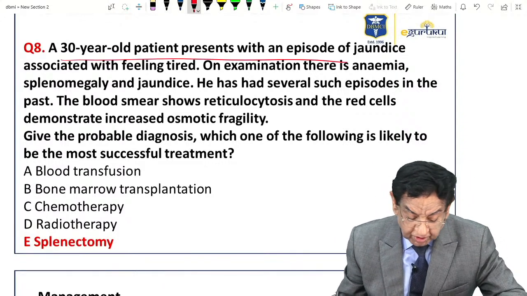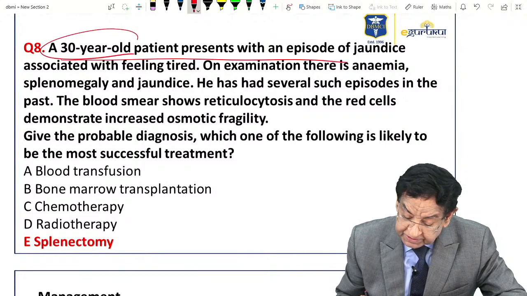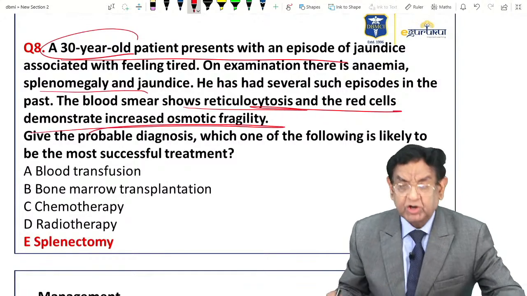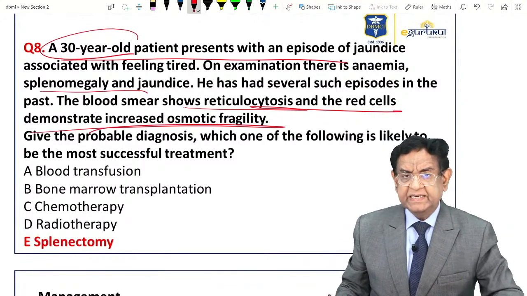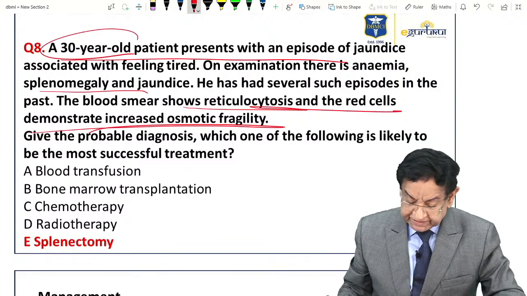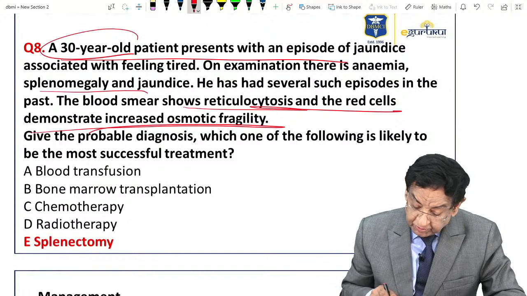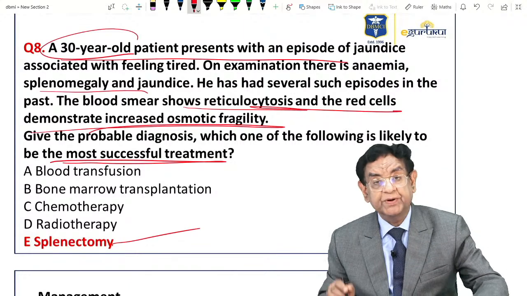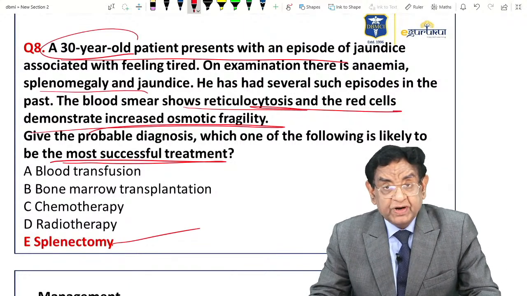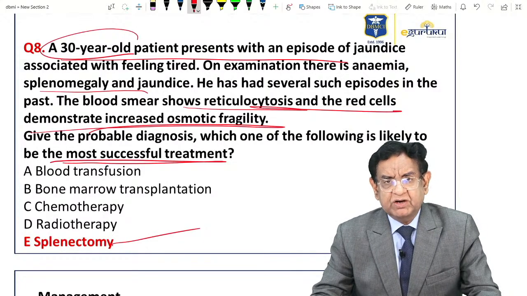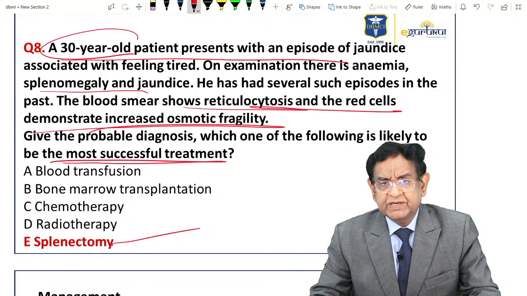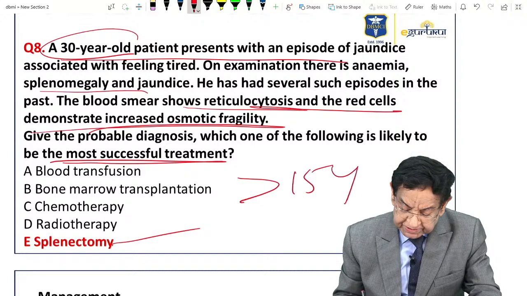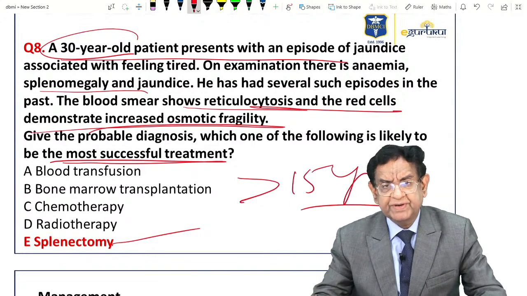A 30-year-old comes with jaundice, now the age is 30 years. Splenomegaly is there, reticulocytosis, RBCs demonstrate increased osmotic fragility. The question is clear, you are dealing with hereditary spherocytosis. Most successful treatment is splenectomy. Point to be noted. In extreme cases where the patient has a lot of problems in hereditary spherocytosis, we can go for splenectomy. But this should be done above the age of 15 years. It should never be done below 15 years.